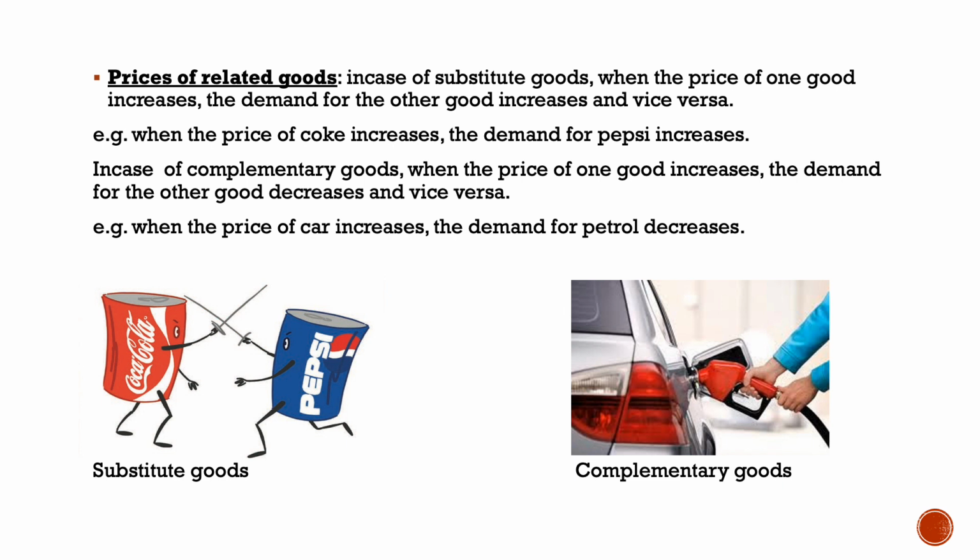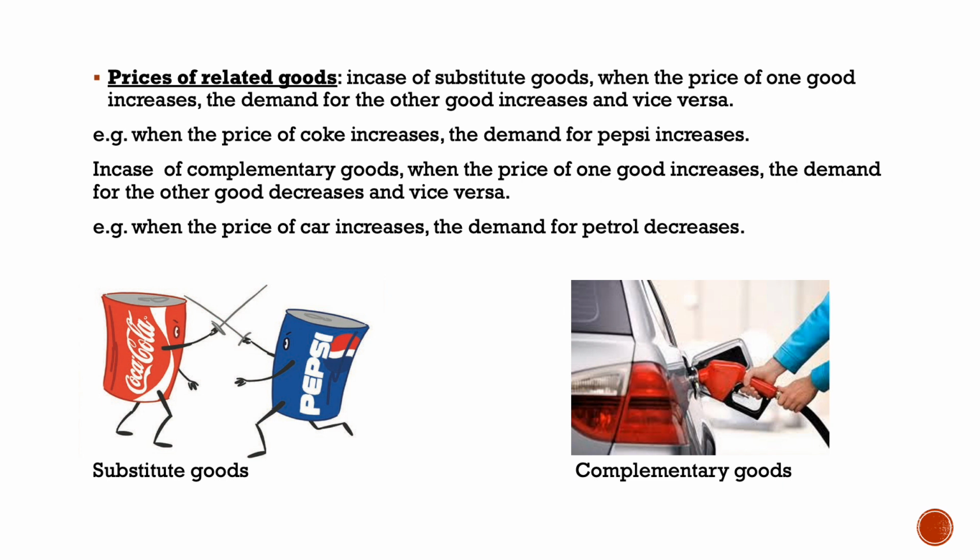The next one is, in case of complementary goods, when the price of one good increases, the demand for the other good decreases and vice versa. Now, complementary goods means the goods which are consumed together. For example, we consume petrol and car together in order to drive. So when the price of the car increases, people will buy less of petrol. Along with the demand for the car, the demand for petrol will also decrease.